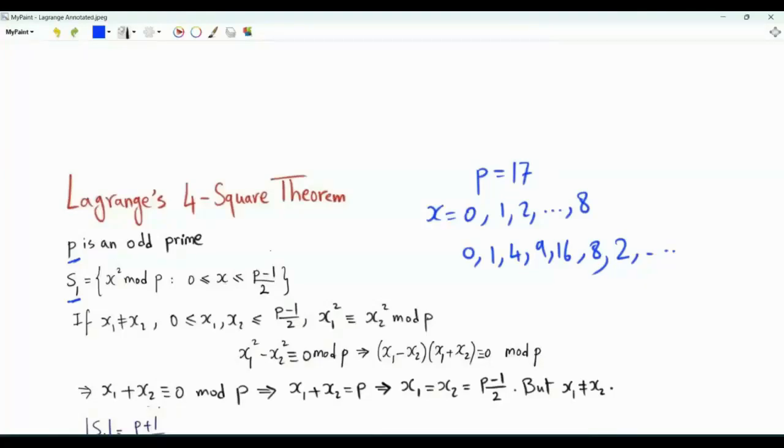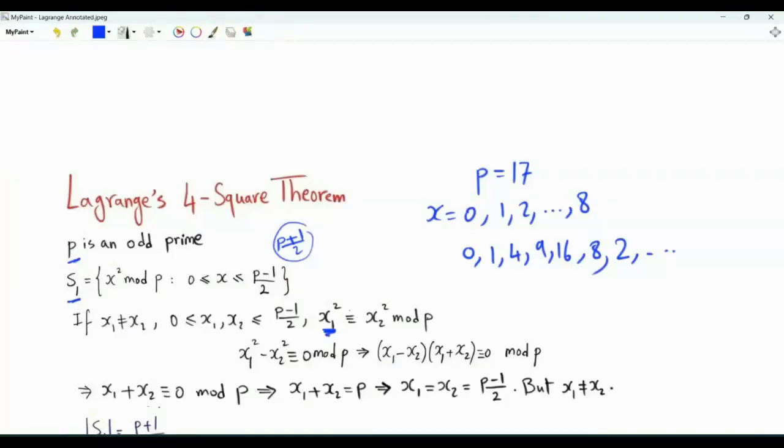How many values of x do we have? We have (p+1)/2 values for x, from 0 all the way to (p-1)/2. Now we show that the cardinality of the set S1 is also (p+1)/2, which means that the squares mod p that are generated are distinct.